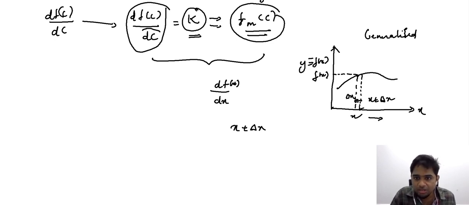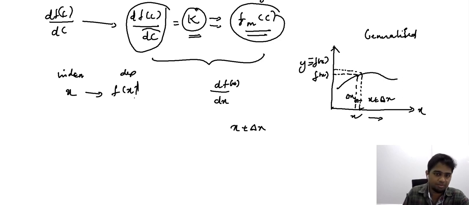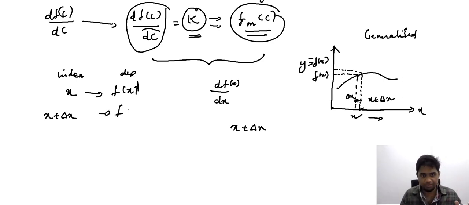Now correspondingly, we have another dependent variable for x plus delta x. So now we start with x. For x, we have a value of f of x. So we have x acting as the independent variable and the corresponding dependent variable value, it assumes f of x. Now we consider another point, x plus delta x, and the corresponding dependent variable is f of x plus delta x.